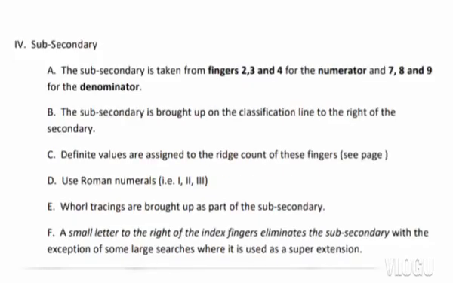The fourth is subsecondary. The subsecondary is taken from fingers 2, 3, and 4 for the numerator and 7, 8, and 9 for the denominator. The subsecondary is brought up on the classification line to the right of the secondary. Definite values are assigned to the ridge count of these fingers. Use Roman numerals 1, 2, and 3. Whorl tracings are brought up as part of the subsecondary. A small letter to the right of the index fingers eliminates the subsecondary, with the exception of some large searches where it is used as a super extension.